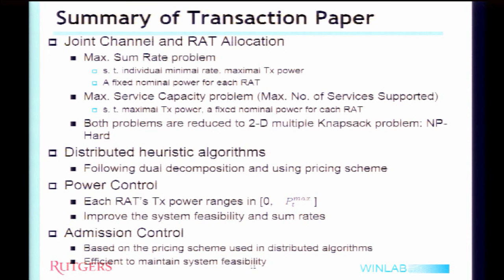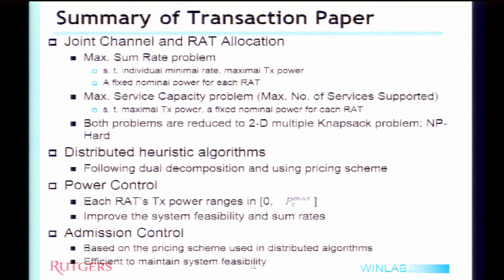And here we assume that there is a fixed nominal power for each radio. The second problem is closely related to the first one. It's the max service capacity problem. We try to maximize the number of supported services here. The constraint is the individual maximum transmission power, and we also assume the fixed nominal power for each radio. The reason we assume this fixed nominal power is that usually this device operates on a fixed level of transmission power, and also these two problems themselves are very difficult.